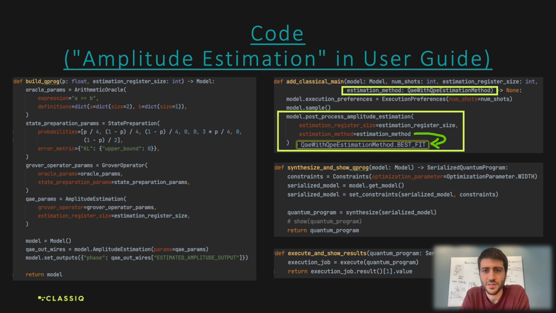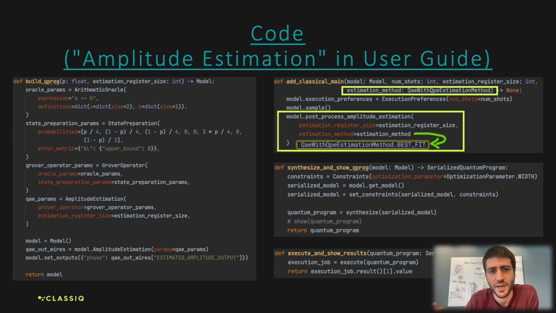Here I copied the code from the user guide into my environment. At the left side, the build prog function, you can see how we define the quantum circuits with not many lines. We define the oracle that affects the Grover operator parameters. We define the state preparation parameters, which is the initialization of the state. So this way we can build the amplitude estimation parameters, which builds for us all the algorithm, and it's all set.